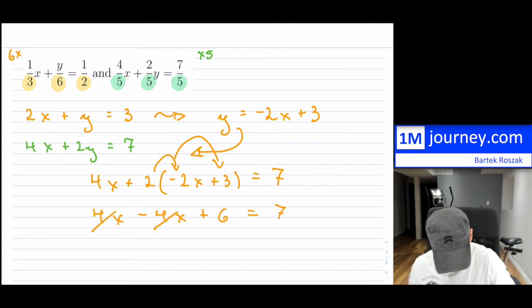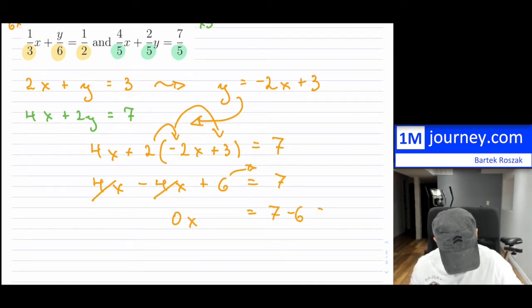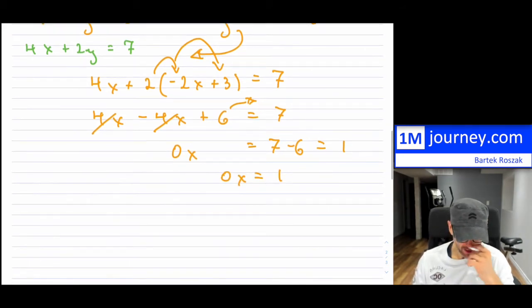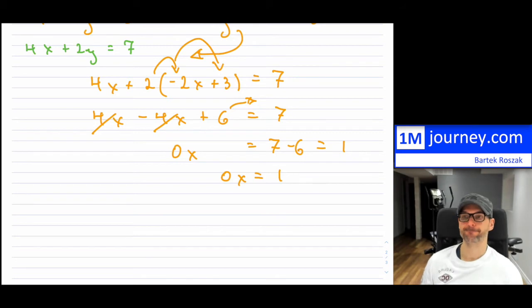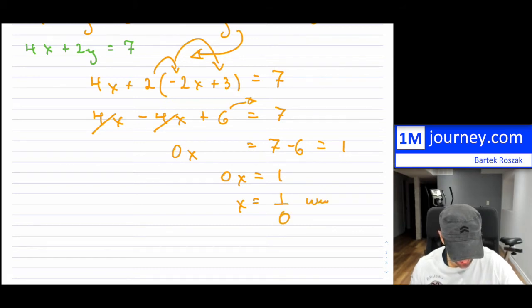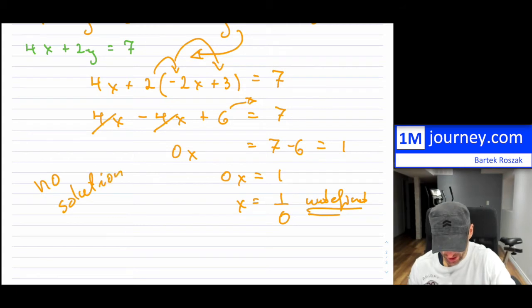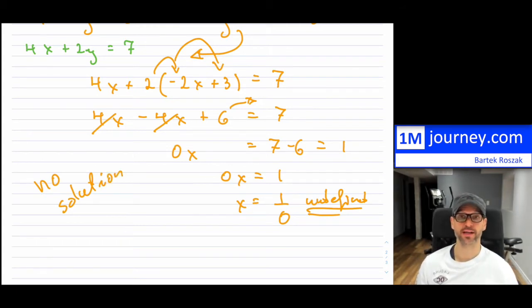Notice I have a problem here. It's going to be 0x. I can bring this over to the other side, which is going to give me 7 minus 6, which is going to be 1. But in any case, I get this. Notice this has no solution. It's one of the cases where you cannot solve this, because if you try to divide by 0, you're going to get undefined. And this has no solution. That means these two lines do not meet. So no solution. They are basically two parallel lines that never meet.